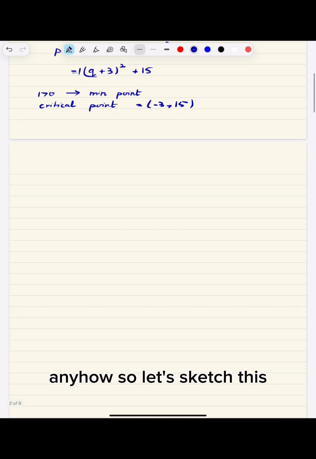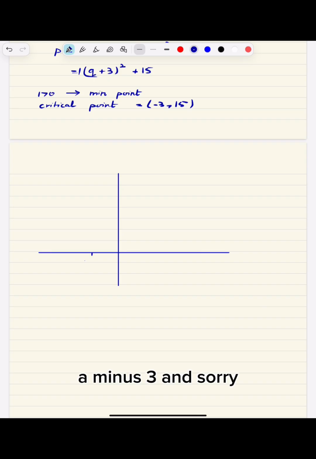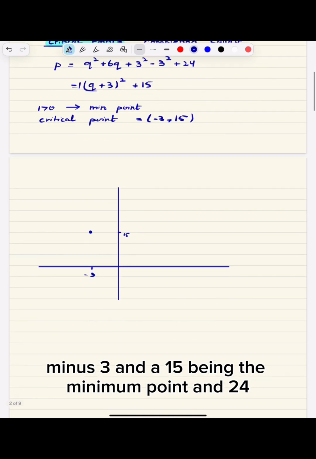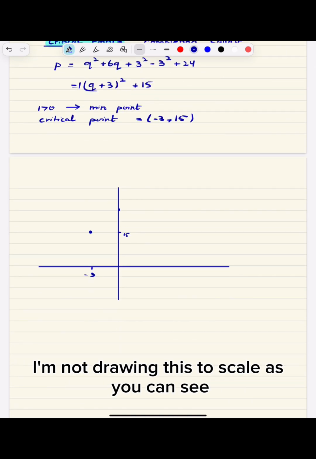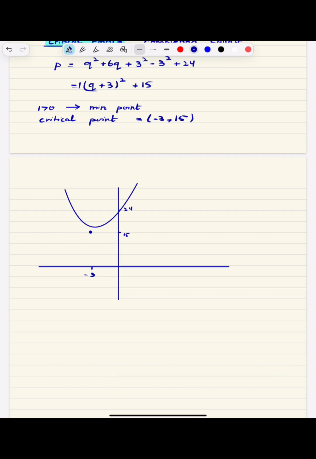Anyhow, so let's sketch this. Minus 3 and 15 being the minimum point, and 24. I'm not drawing this to scale, as you can see. So it looks something like this.